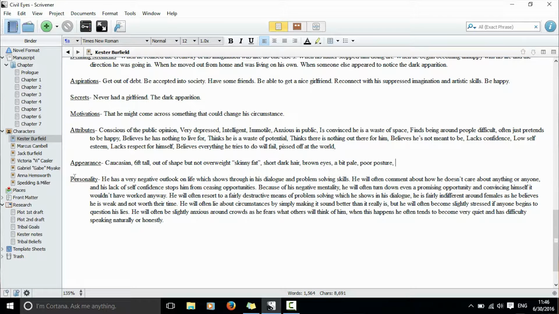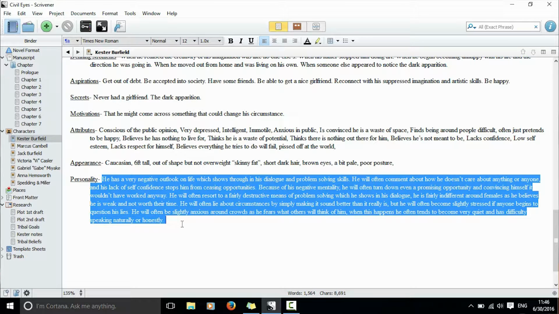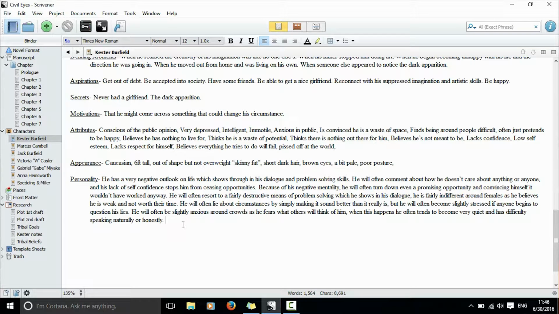And the last part that I've put here is personality. When I say personality, I'm writing here how does this character actually come across on paper? What generally is this person like? So in personality, for Kester, I put, he has a very negative outlook on life, which shows through in his dialogue and problem-solving skills. He will often comment about how he doesn't care about anything or anyone, and his lack of self-confidence stops him from seizing opportunities.